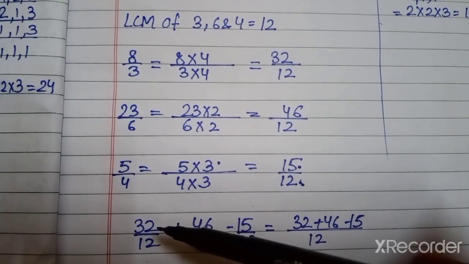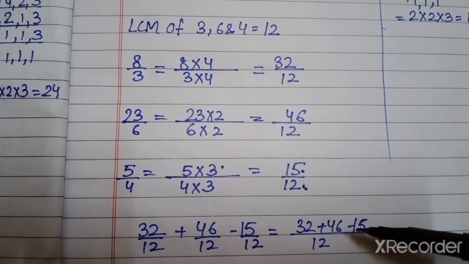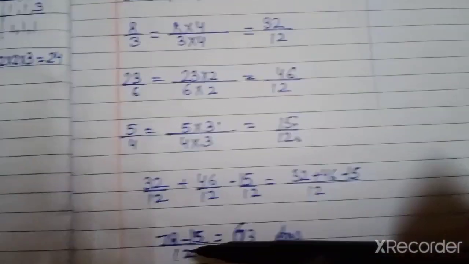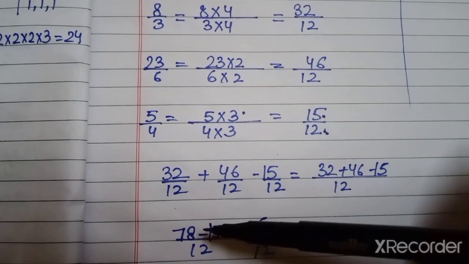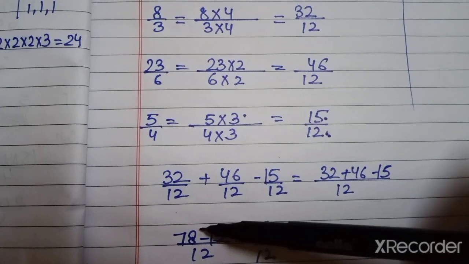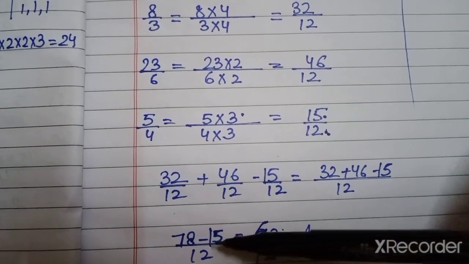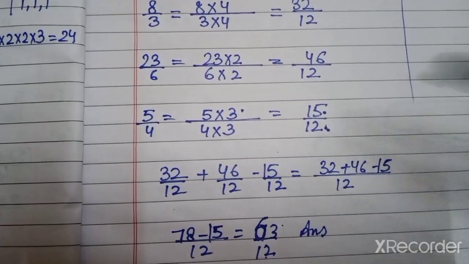Now we will add first: 32 plus 46, then we will subtract 15 from it. So what will be the answer? Firstly we have added 32 and 46, and we get 78. Then we will subtract 15 out of it. What will we get? We will get 63, and the denominator is 12. So this will be the answer.